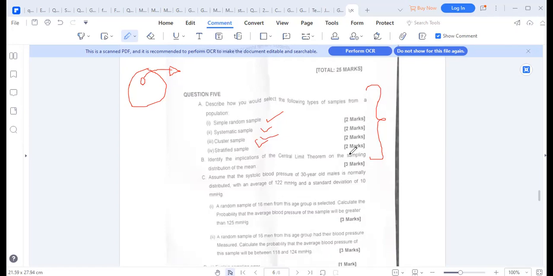Then we have what we call stratified sampling. Stratified sampling is similar to cluster. Here we are going to subdivide the entire population into smaller groups, which are called strata. Then from them, we are going to collect respondents. So the entire population, you subdivide it into smaller groups, which are called strata. And that process is called stratification, of course.